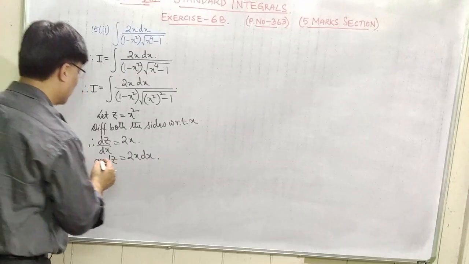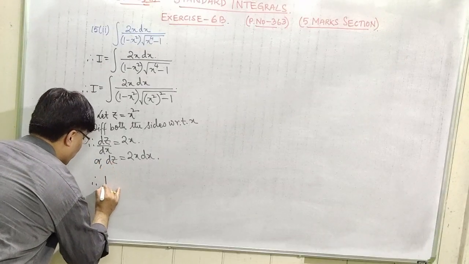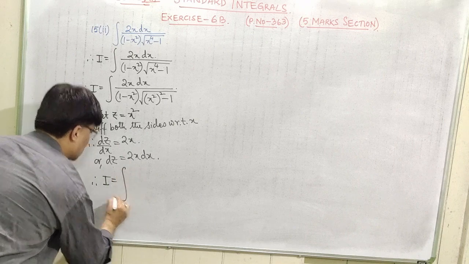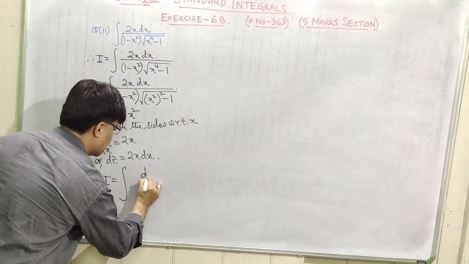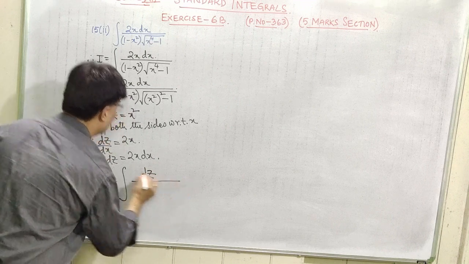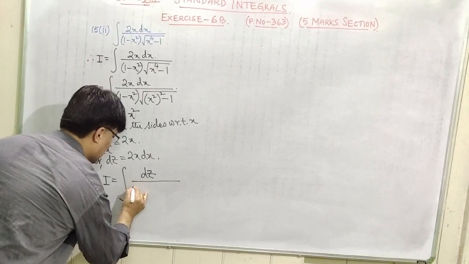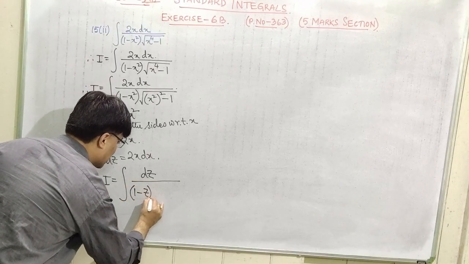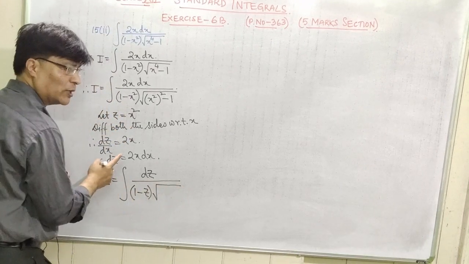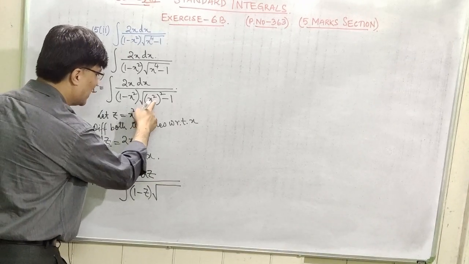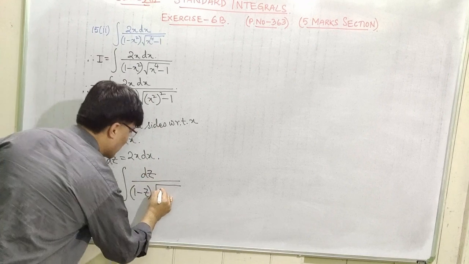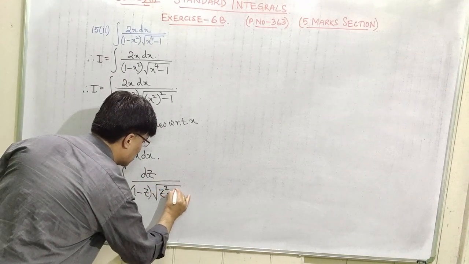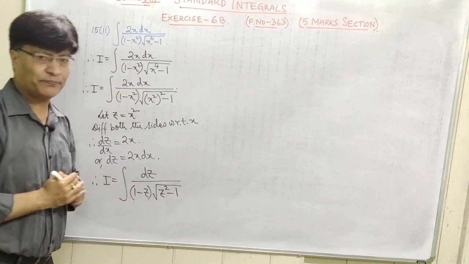So let us put these values in I. So therefore I is equal to integration of, what is 2x dx? It is dz divided by 1 minus z, isn't it? x square is z, right? So it is 1 minus z, and within a square root what do we have? What is x to the power 4? It is z square. Is that clear? So it is z square minus 1.